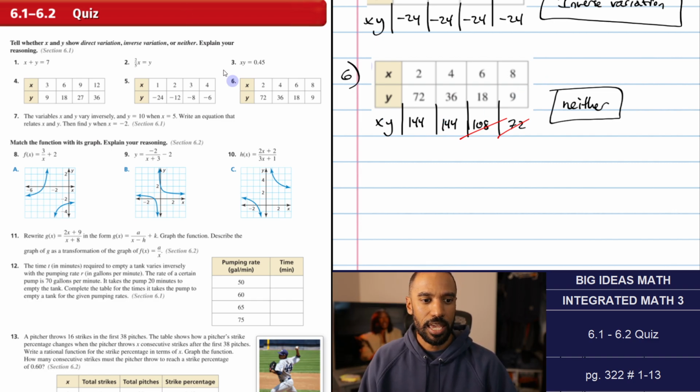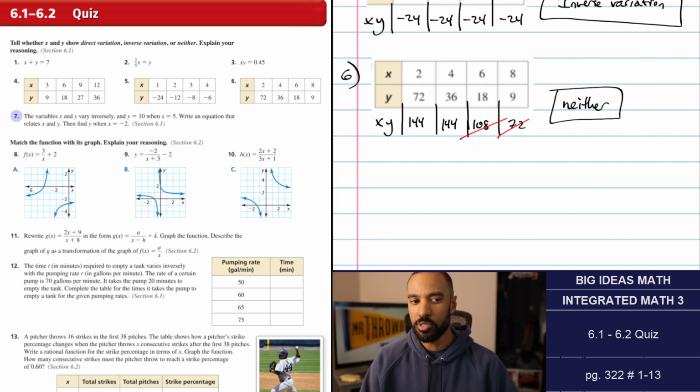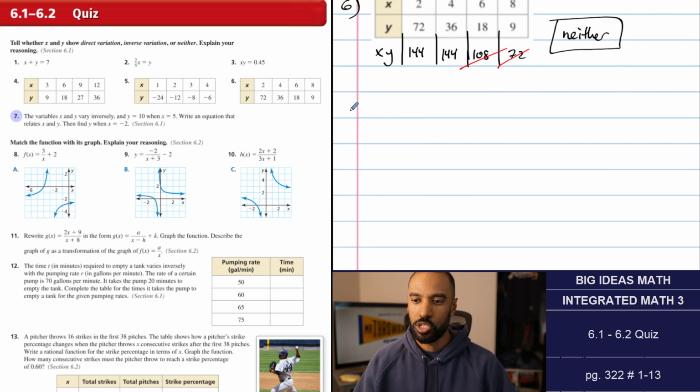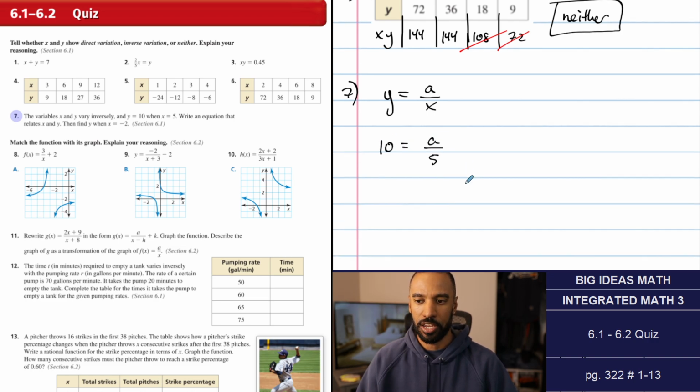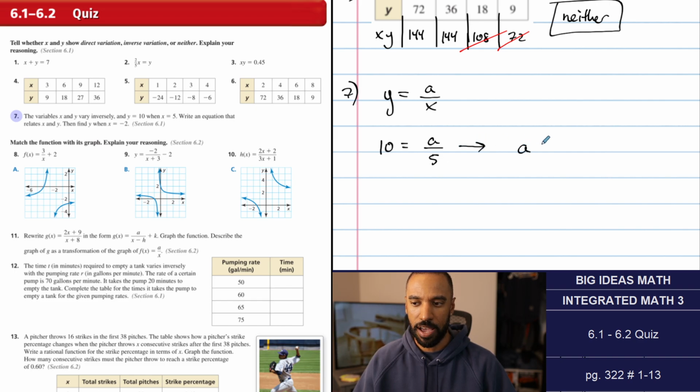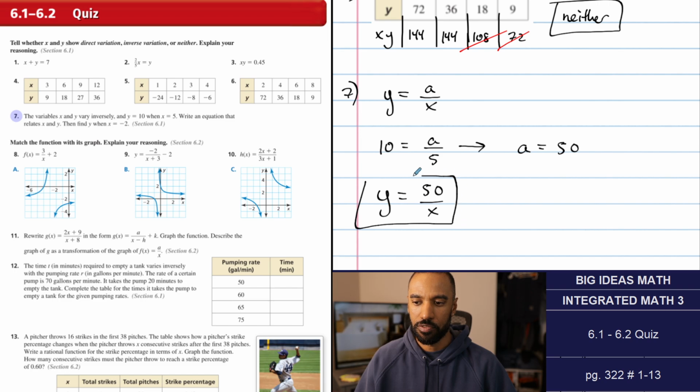Number 7 says, and this is the kind of thing that I was stating where we actually write an equation based off of it. So the variables x and y vary inversely. So we do know that our setup can already become y equals some sort of a over x. Given that, it says y equals 10 when x equals 5. Let's find the constant of variation that makes this so by multiplying both sides by 5. You get an a value of 5 times 10, which is 50. So our equation, they say write an equation that relates x and y, is y equals 50 over x. This is our inverse variation equation.